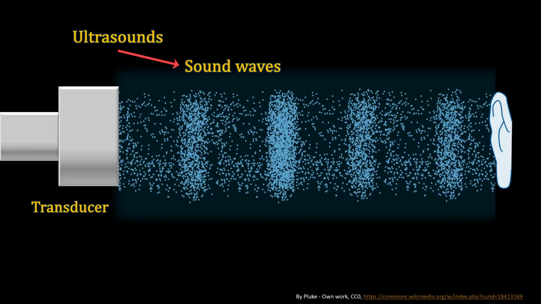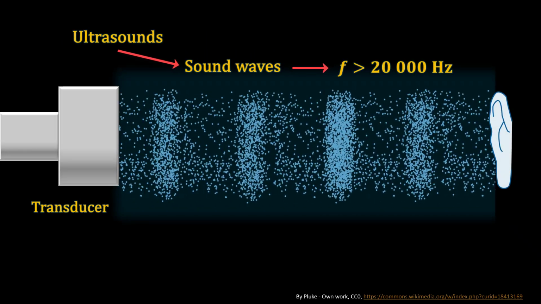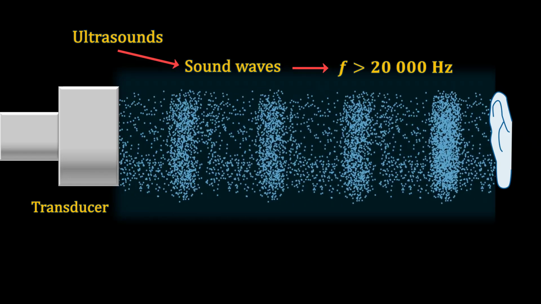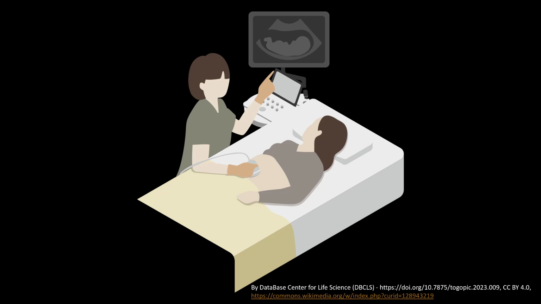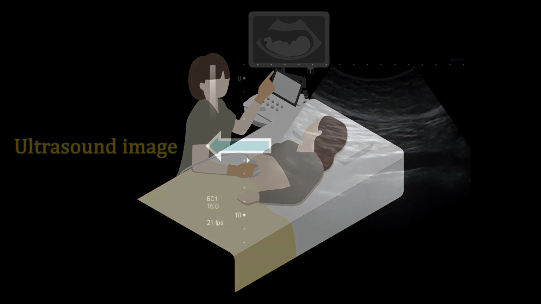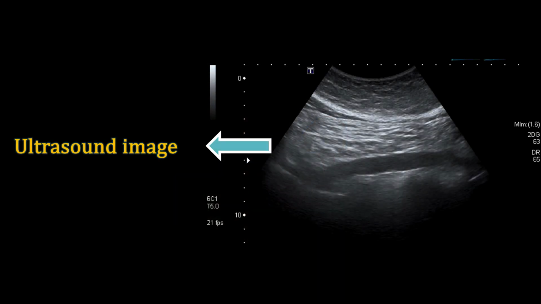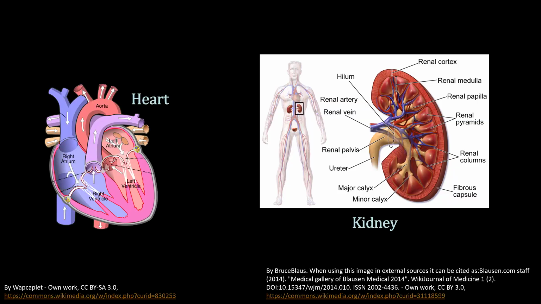Ultrasounds are sound waves with frequencies greater than 20,000 Hz and are not audible to the human ear. One primary use of ultrasound is to scan human body parts during medical examinations. Below here is an image produced during an ultrasound scan. Body parts that are primarily scanned using ultrasound are the heart and the kidney.